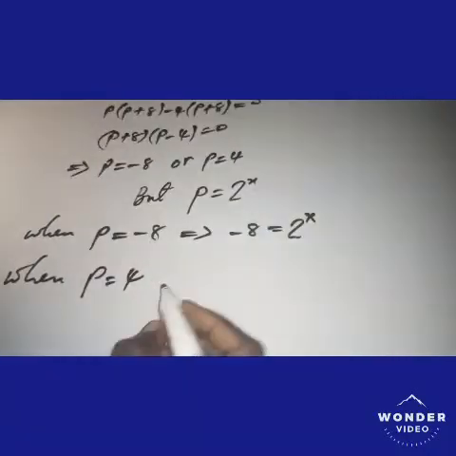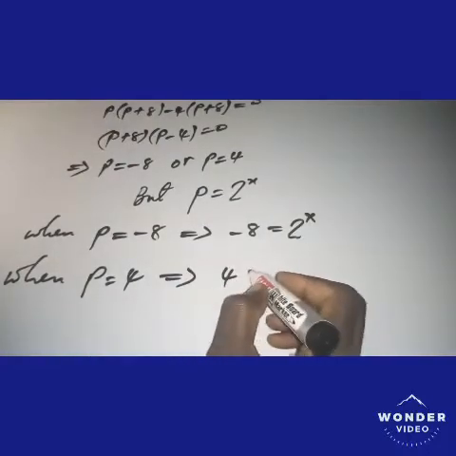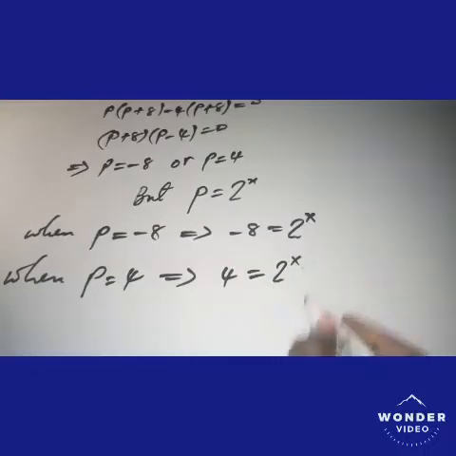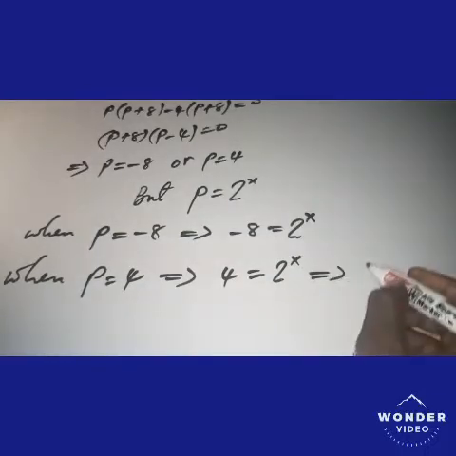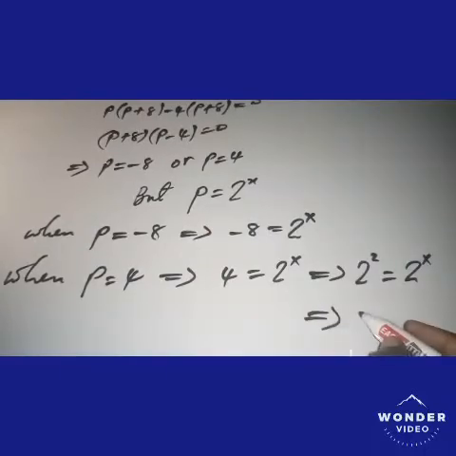When p is equal to 4, this implies that 4 is equal to 2 to the power of x, which implies that 2 to the power of 2 is equal to 2 to the power of x, which implies that 2 is equal to x. Therefore, the value of x is equal to 2.